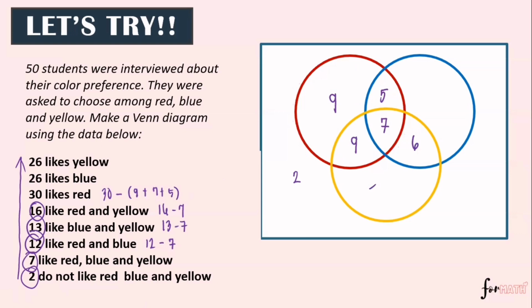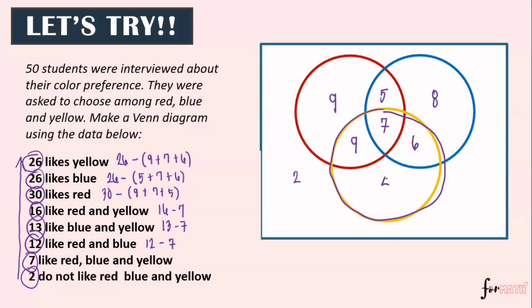Okay, next naman natin ay 26 likes blue. So yung 26, i-minus natin yung, ito yung blue natin. Minus natin dyan yung sum ng 5 plus 7 plus 6. Okay, so magkakaroon tayo ng 8. Okay, so 8 students ang may gusto ng blue only. Okay? Next. And for the yellow, 26 daw ang may gusto ng yellow. So ito lang po yung yellow natin. Okay? So meron kang 26 minus mo sa sum ng 9 plus 7 plus 6. Okay? So we got 4.